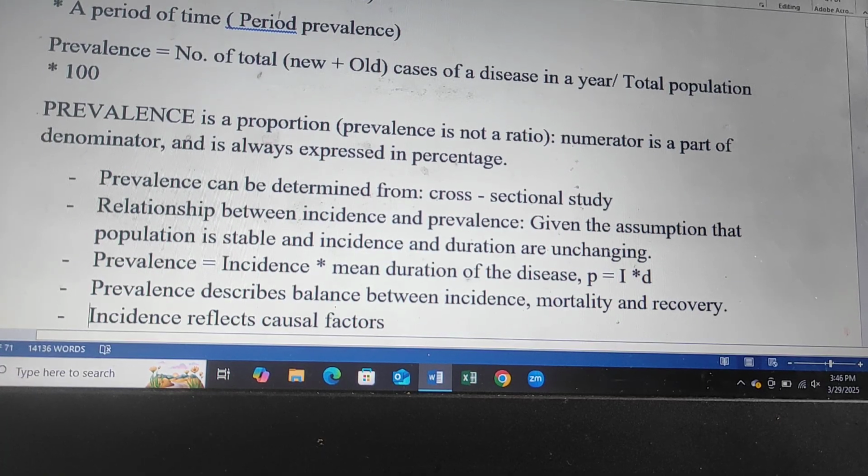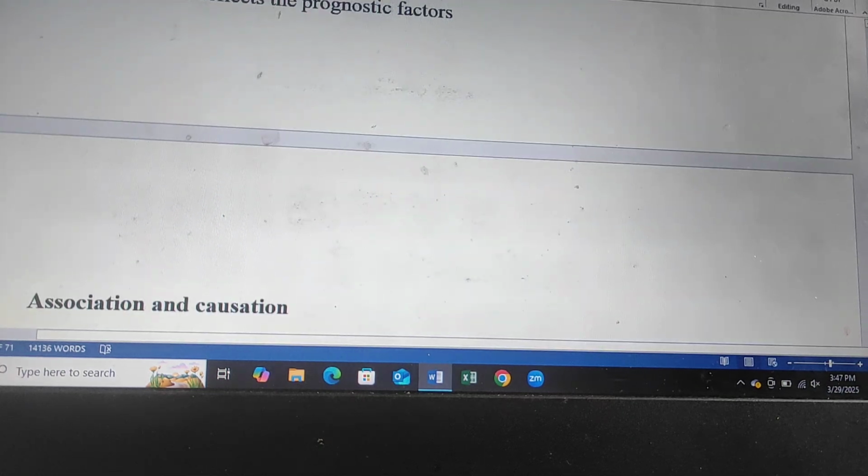Relationship between incidence and prevalence, given the assumption that the population is stable and incidence and duration are unchanging: prevalence is equal to incidence into mean duration of disease. Prevalence is equal to incidence into duration. Prevalence describes the balance between incidence, mortality and recovery. Incidence reflects the causal factor. Duration reflects the prognostic factor.